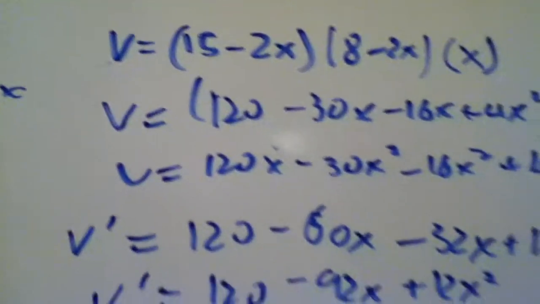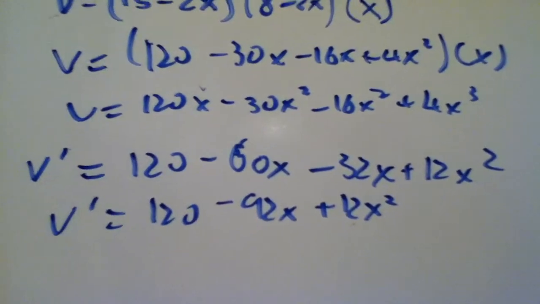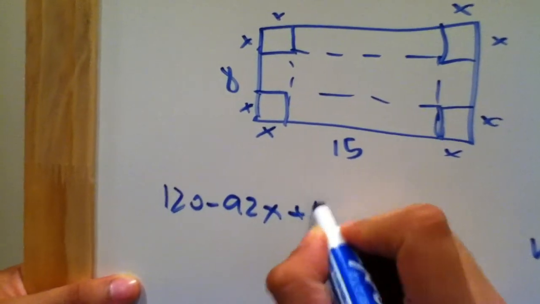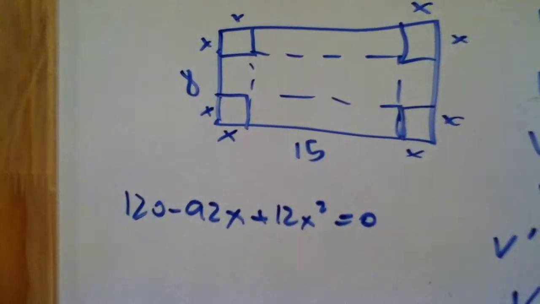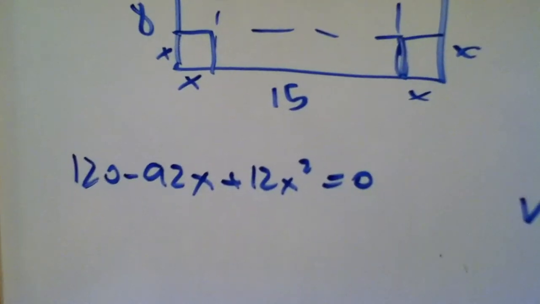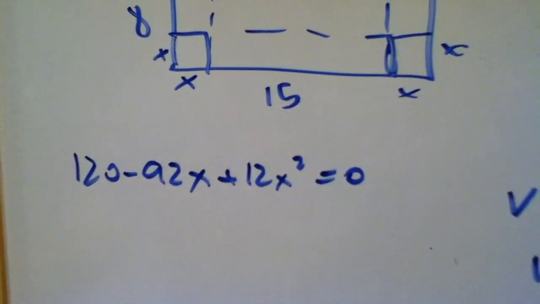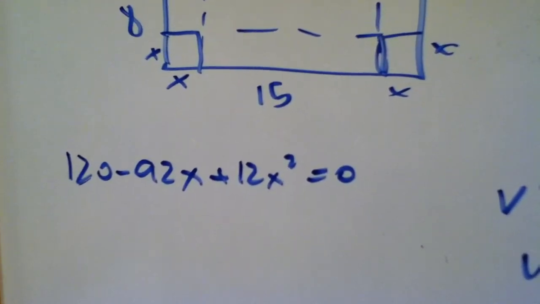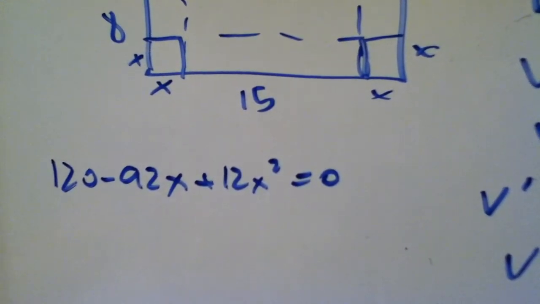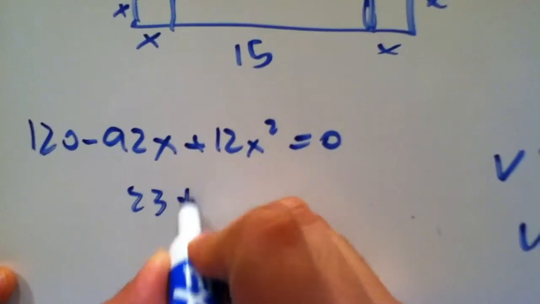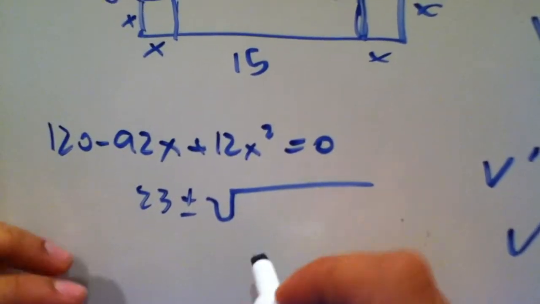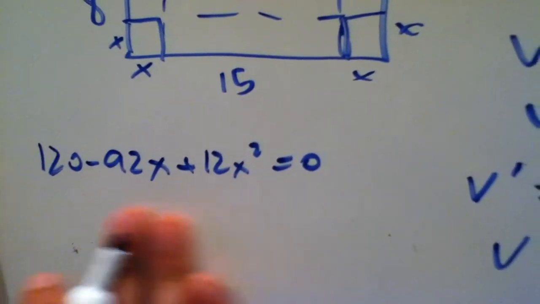So let's take this derivative, and let's set it equal to 0. So 120 minus 92x plus 12x squared is equal to 0. So in solving this, you could go through the quadratic formula, and you have to do minus b plus or minus the square root of b squared minus 4ac over 2a. So you get 23 plus or minus the square root of... well, actually first let's take a different route.